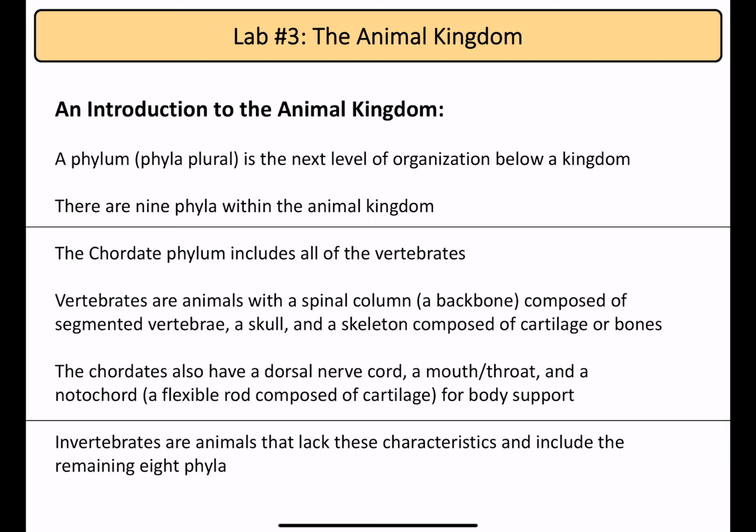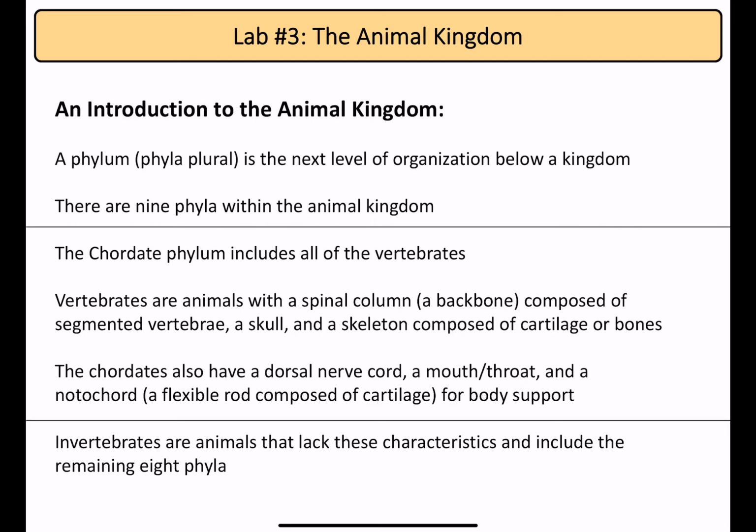One of those 9 phyla is called the chordates, also known as chordata, which includes all vertebrates. Vertebrates are animals that pretty much have a backbone, a spinal column, and a vertebrae that is segmented. Usually a skull and a skeleton, an endoskeleton that's composed of either cartilage or bones. Most vertebrates also have a dorsal nerve cord in their nervous system, a mouth/throat, and a notochord.